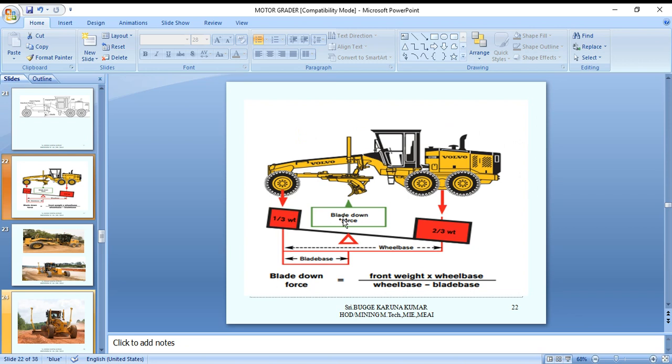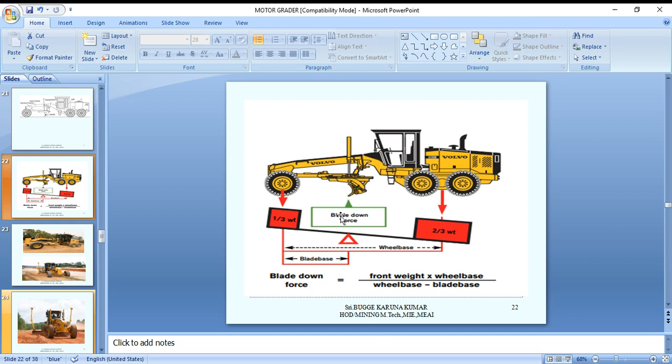One more image is here again. The blade down force, how it acts. What is the weight? How much weight? Two-thirds of the weight is on the back side, and one-third of the weight is on the front side. So this is the wheelbase. It's the basic wheelbase and blade base. So the blade down force is acting here.